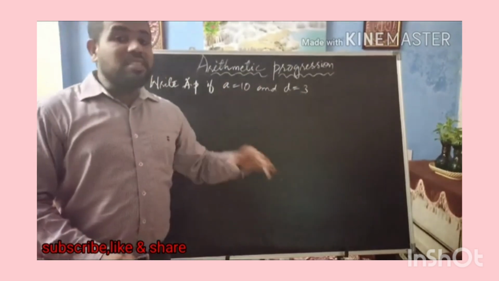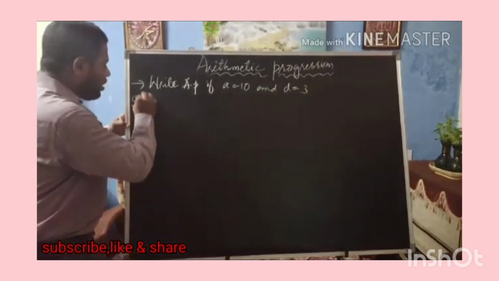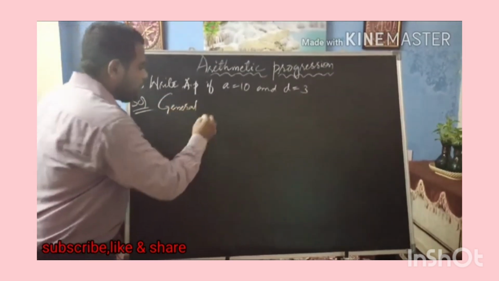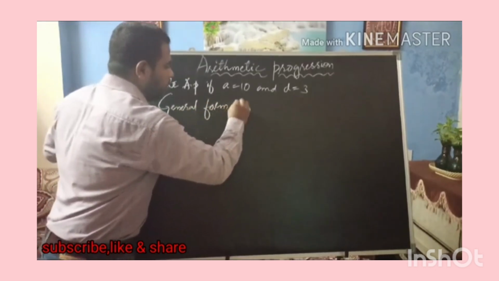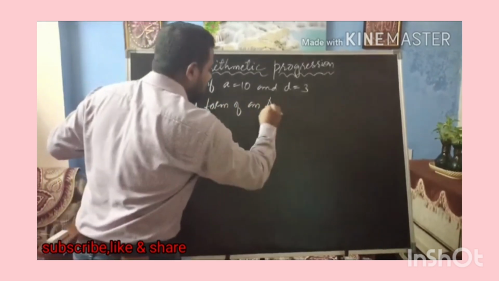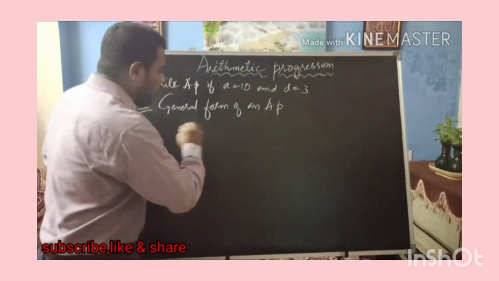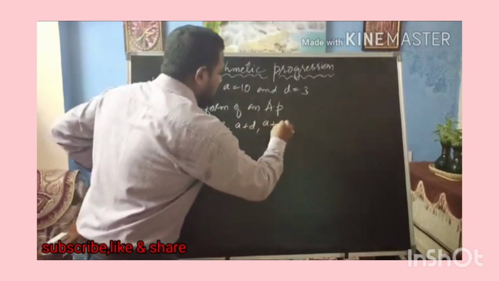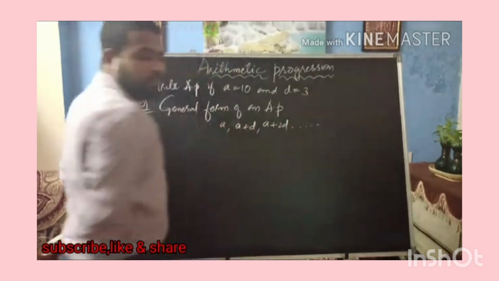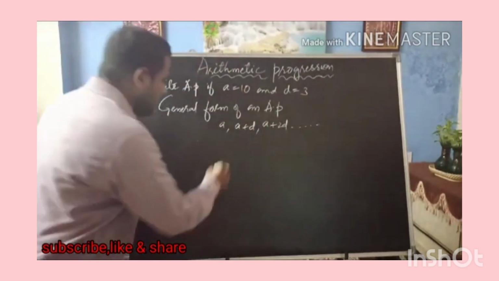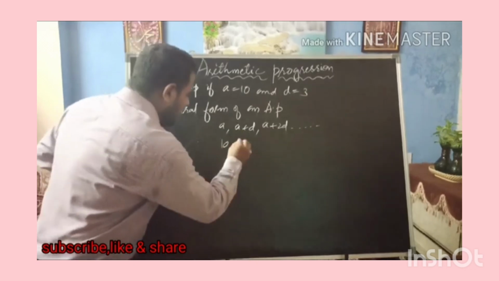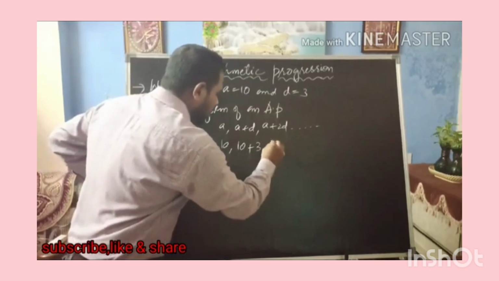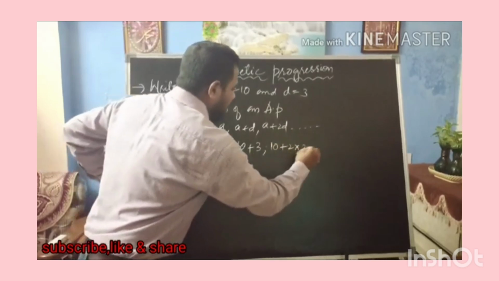Just now we discussed the general form of an AP. Very simple and very easy. I am going to write here the general form of an arithmetic progression. There is A, comma, A plus D, comma, A plus 2D, and so on. What is A? A is 10. So in place of A, there is 10. Then 10 plus, what is D here? It is 3. Right? Then 10 plus 2 into 3.